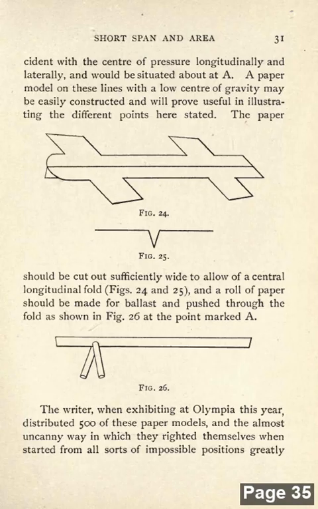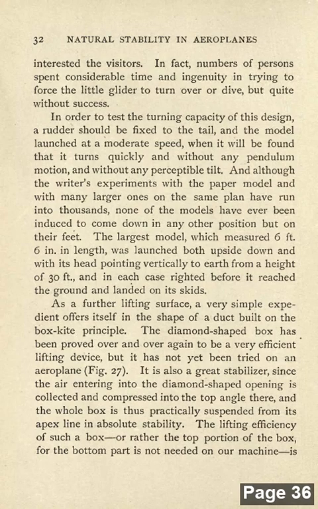The writer, when exhibiting at Olympia this year, distributed 500 of these paper models, and the almost uncanny way in which they righted themselves when started from all sorts of impossible positions greatly interested the visitors. In fact, numbers of persons spent considerable time and ingenuity in trying to force the little glider to turn over, but quite without success.